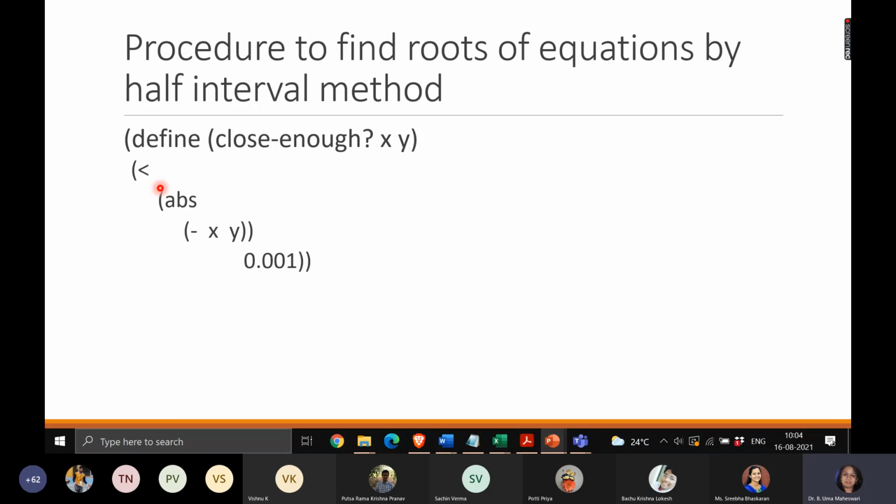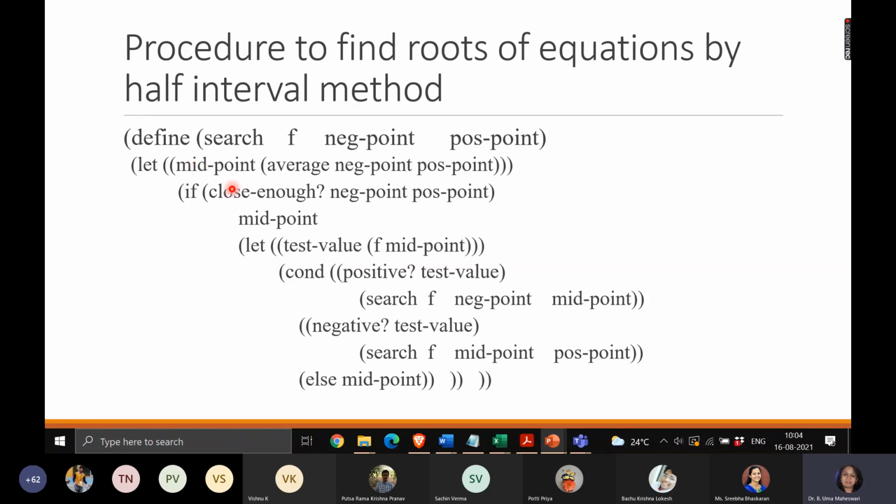See, consider within a bracket I have less than 2, 3. What will it return? Once again, please. True or false? Yes, it will return you true or false. Less than, one operand, another operand. All the relational operators will return you true or false. So that is how this close enough is used here.